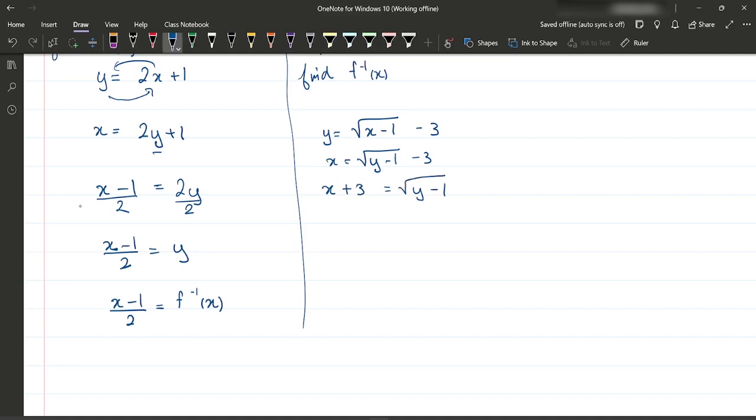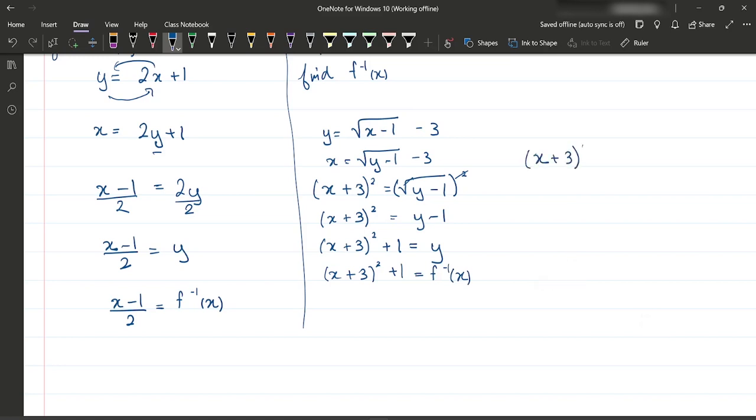Okay, next step is we're going to square both sides. When we square a square root, this just goes away. You'll see later why. So this becomes (x plus 3) squared equals y minus 1. Now we can take the 1 to the other side. That becomes (x plus 3) squared plus 1 equals y. Since we don't have y in the original equation, we can just write everything again: (x plus 3) squared plus 1 equals f inverse of x. And we can write it out again, just so it's a bit bolder, clearer.